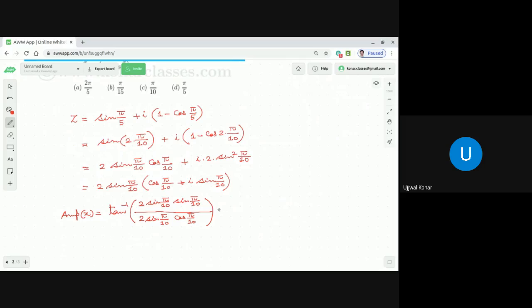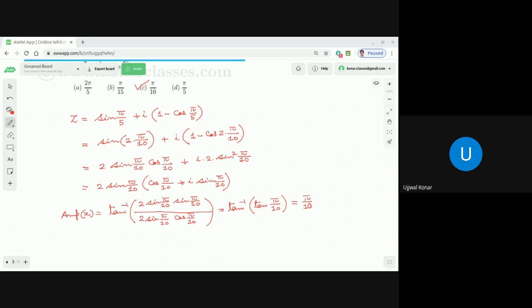That is equal to what? That is equal to tan inverse of tan pi by 10. Tan inverse of tan pi by 10 is equal to pi by 10. And we get the correct answer as, dear students, we get the correct answer as C. Clear, dear students? Okay.